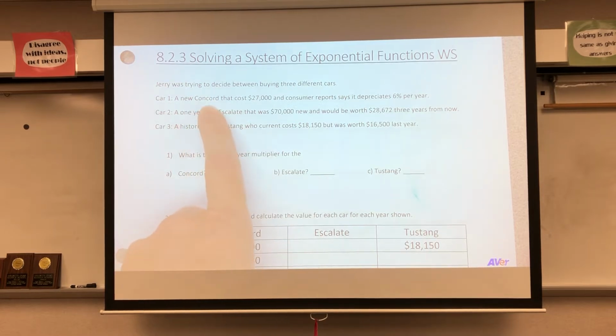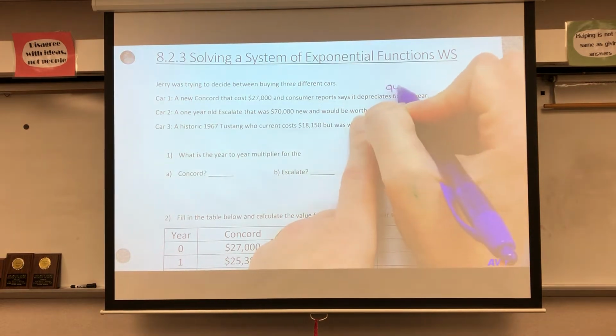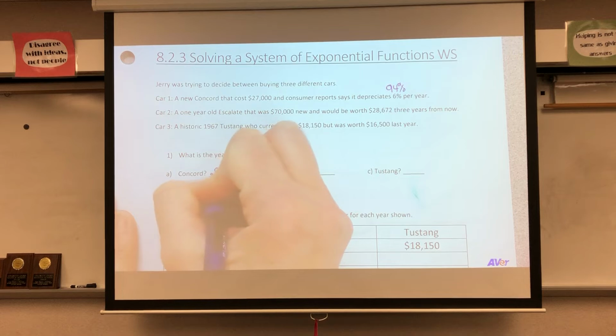A new Concorde, because CPM likes funny name cars, costs $27,000 and Consumer Reports says it depreciates 6% per year, meaning that 94% is left. So simply, when I want to find the multiplier, it must be 0.94.